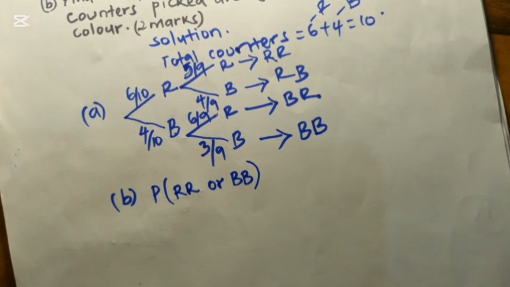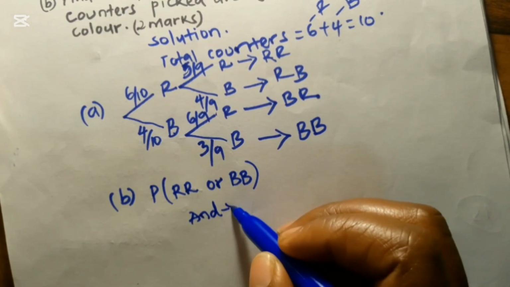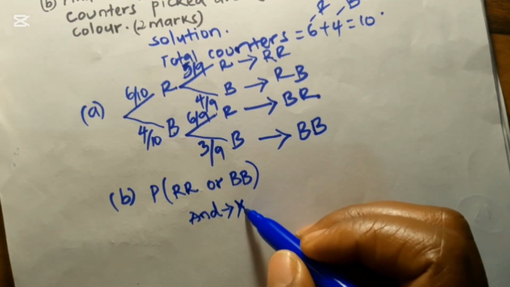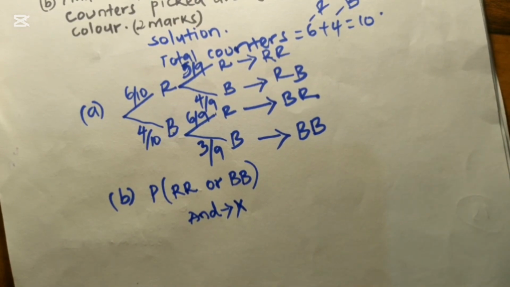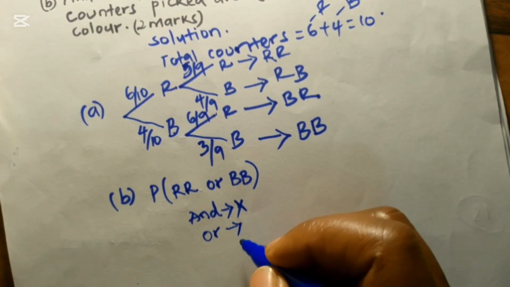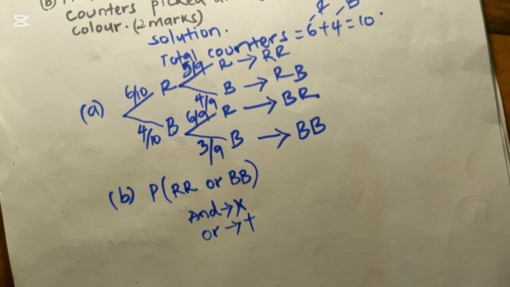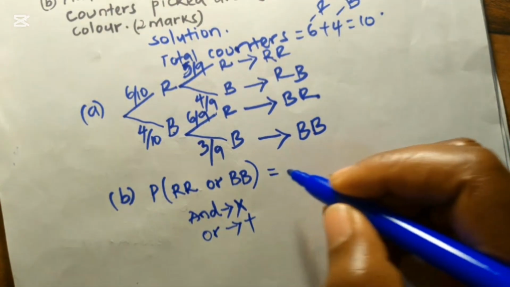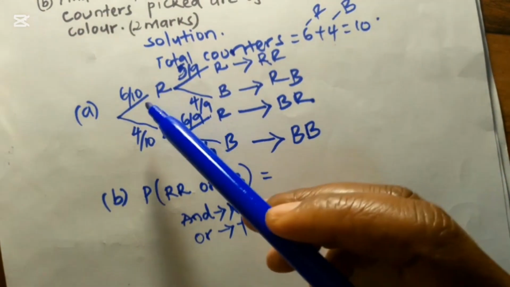Then in probability we say that "and" means multiplication. Where we use the conjunction "and", we replace it with multiplication in mathematics, probability, and when we use "or", we replace it with addition. Yeah, so this will be equal to, what is the probability of picking a red and a red? Come back to our tree diagram here.